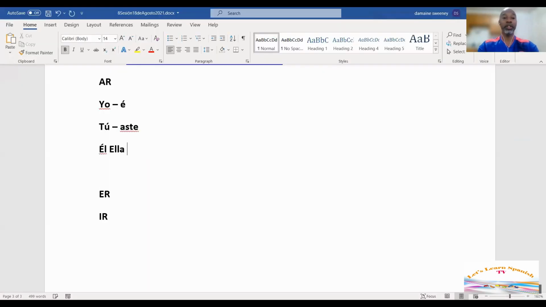Él, ella, usted. Did you know that? Then we have plural. Nosotros. Nosotros doesn't change from present to simple past. And then we have the los tres amigos: ellos, ellas, ustedes.